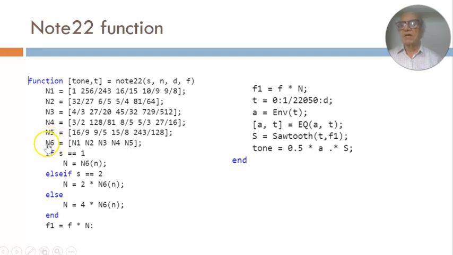Remember, in one of the earlier tables we had listed all the 22 Shrutis, and this vector corresponds to those ratios. So now, basically you have to provide the appropriate index. In your main program, remember, this n will now have a value from 1 to 22.